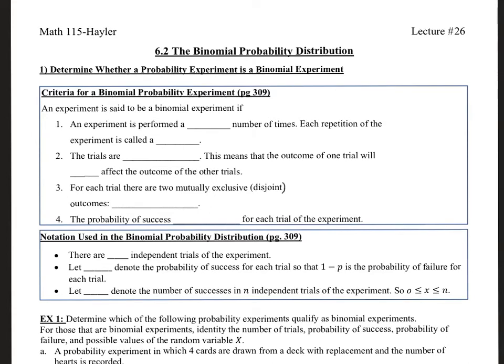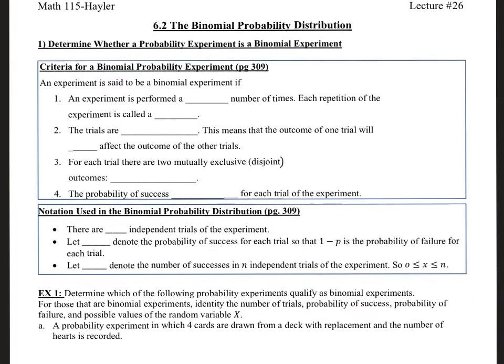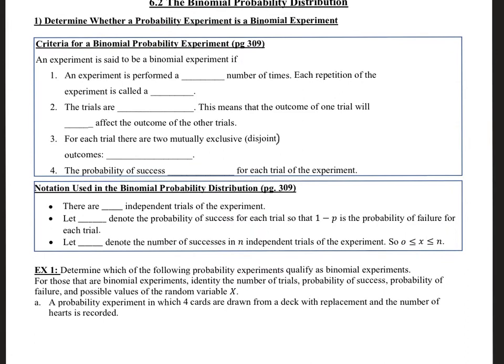Welcome to Lecture 26, 6.2, the binomial probability distribution. For Objective 1, we're going to determine whether a probability experiment is a binomial experiment. Alright, so the criteria for a binomial probability experiment.